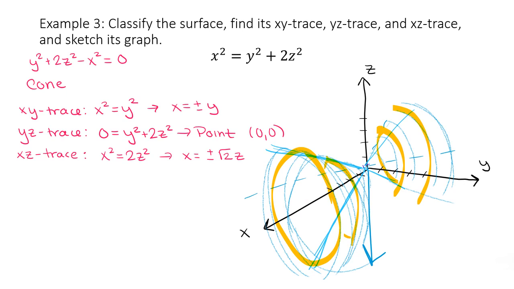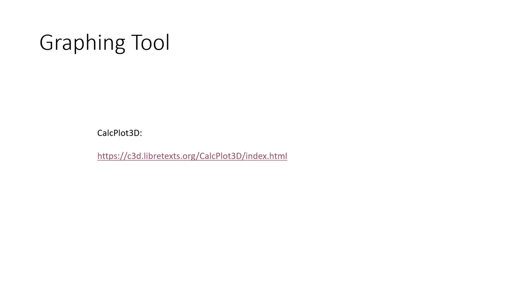With that said, I still think you should be able to come up with a picture and a very rough sketch by hand. I do think that is an important skill to have in this class. But in terms of an accurate sketch, that's really hard to do by hand. So we can use technology to graph these things as well.